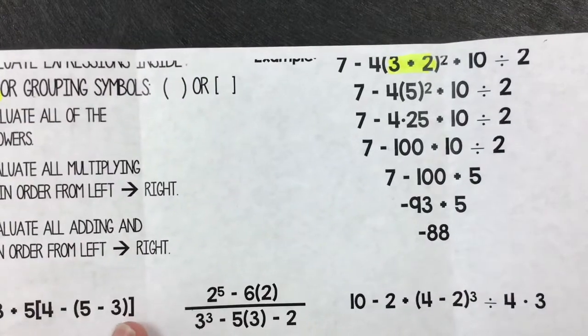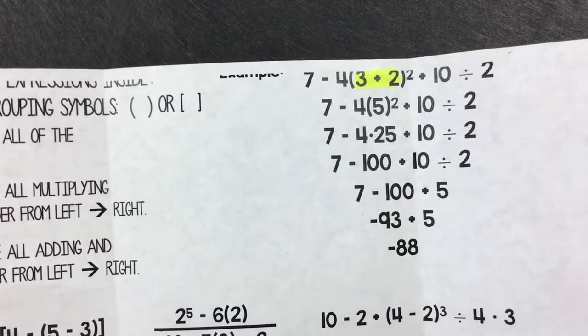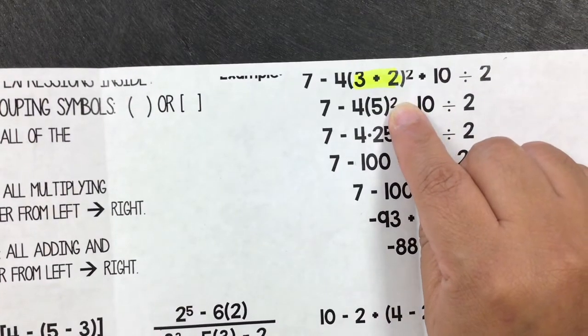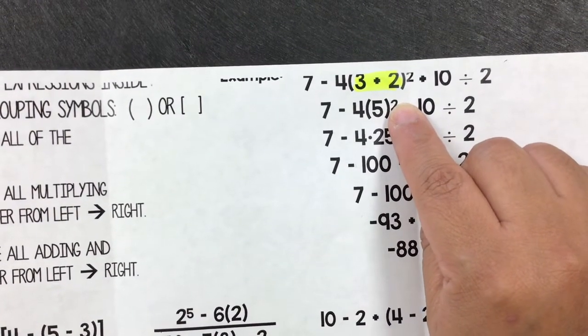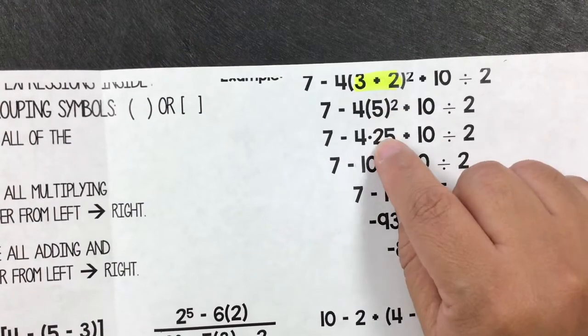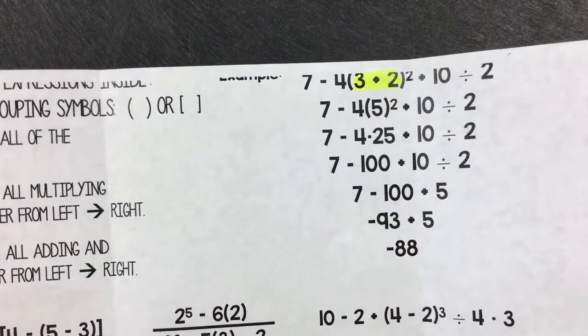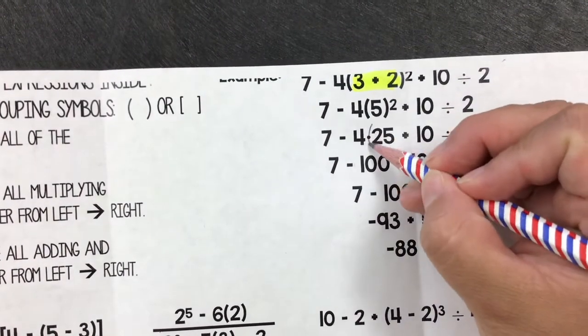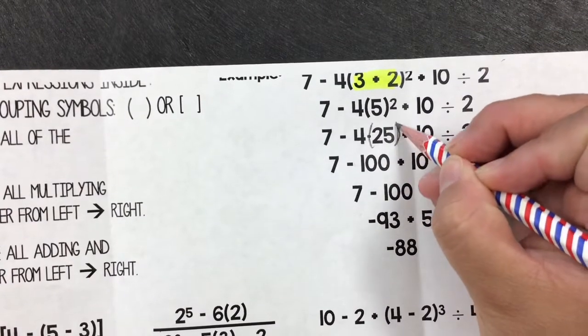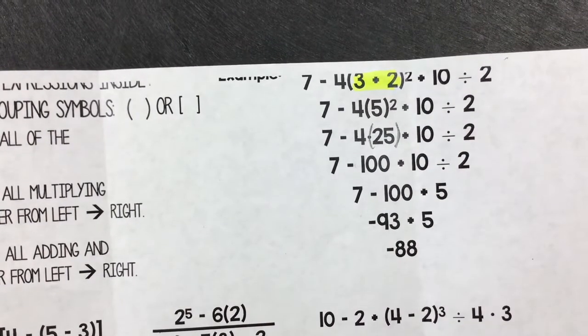The next step is to evaluate the powers. So what you're going to do on the next step is the exponents. So this looks like 5 squared, which is 25. I still want us to write parentheses instead of the decimal because you're multiplying these two numbers together.